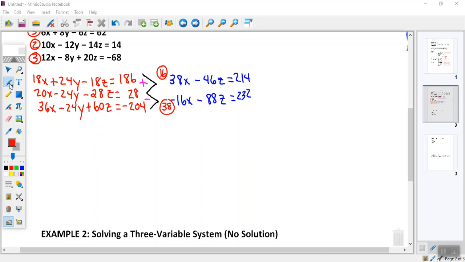Hunter, where did we get the 16x on the bottom from? The equation. You see that? So I took 20x minus 36x. You okay with that? Yeah. Okay. Well, let's go, kids. I need your mathematical help. We're going to take everything up top times what? 16. And this is where I totally screwed up in second hour. So don't let me do that. What's 16 times 38? 60.